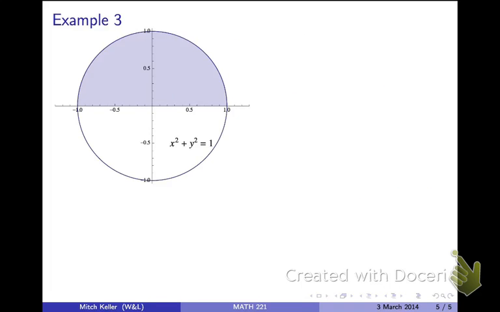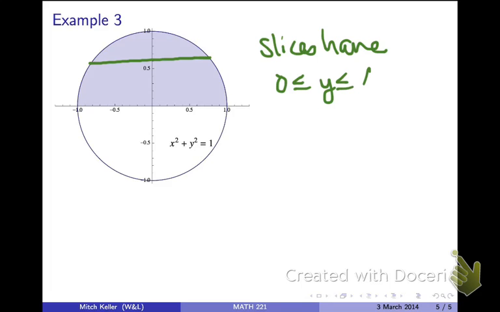All right, our final example is of this upper half of the disk of radius 1, so the region that's shaded in the picture there. I'm going to choose to use horizontal slices. So we need slices, and then we think about what happens with y. y starts at 0 and goes up to 1 as we look at this picture.